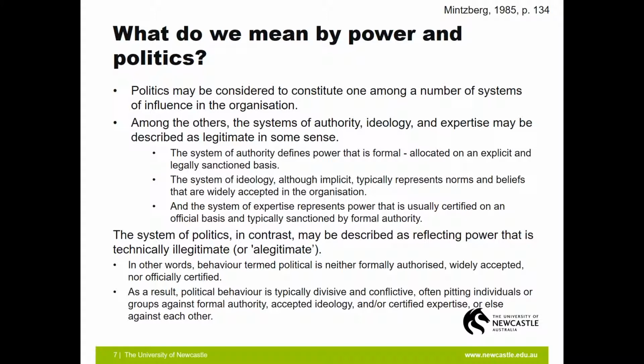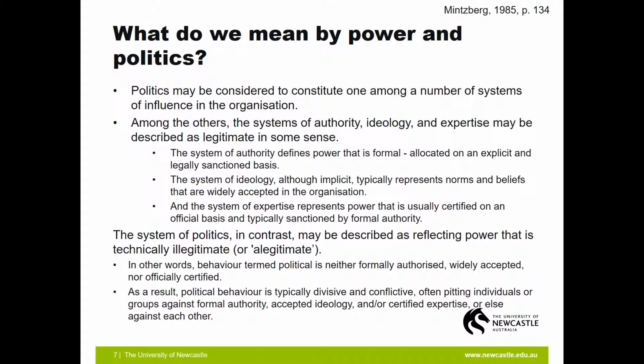And the final one that Mintzberg identifies as legitimate is a system of expertise. This is about power that derives from an official basis, typically sanctioned by formal authority. So there is some link to a system of authority. But expertise, as the name suggests, is about the technical skill or knowledge that people have in organisations. Some groups and organisations might have higher levels of expertise, might be technological or scientific or policy or whatever, but they have a specific set of knowledge, skills and ability that they can derive expert power from. So those are what Mintzberg calls legitimate systems of influence in an organisation.